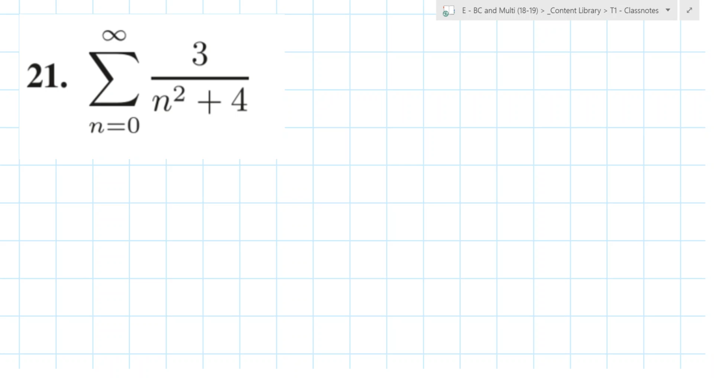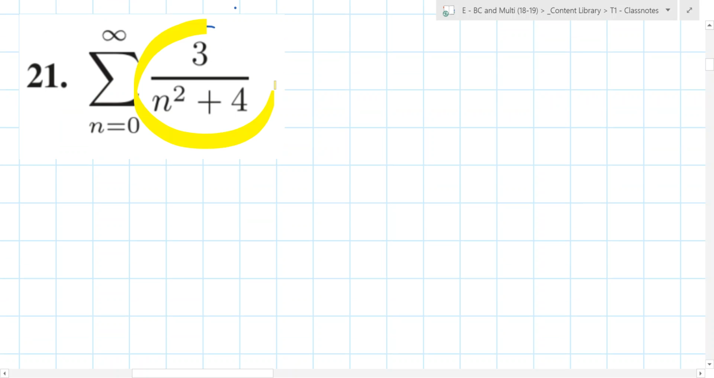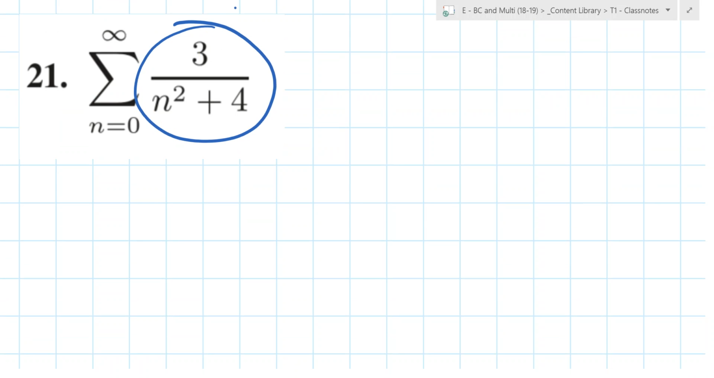So you need to get good at recognizing things. When you look at this, what does this almost look like? What does this right here look like? The 3 over n, what does that almost look like? It almost looks like 1 over x squared.